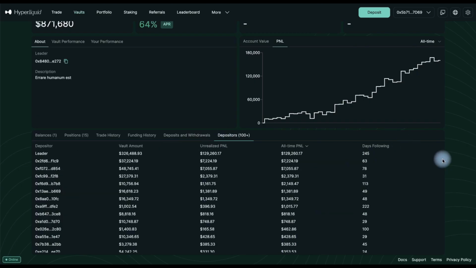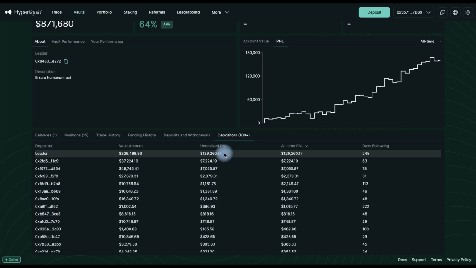And one of the most important for me is depositors. How many people deposited. Here also that more than 100 people. Good. And then we can look, here the leader is him. It is also important here to pay attention to the trader's own capital.